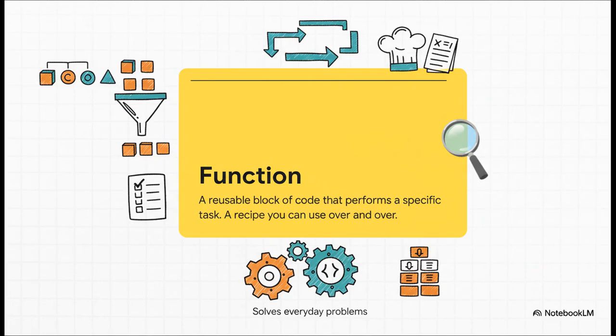Now, what if you've got a set of instructions you know you're going to need to use all the time? You don't want to write it out every single time, right? Of course not. That's where functions come in. A function is basically a recipe. You write the instructions once, give it a name, and then you can just call that recipe whenever you need it, even with different ingredients.